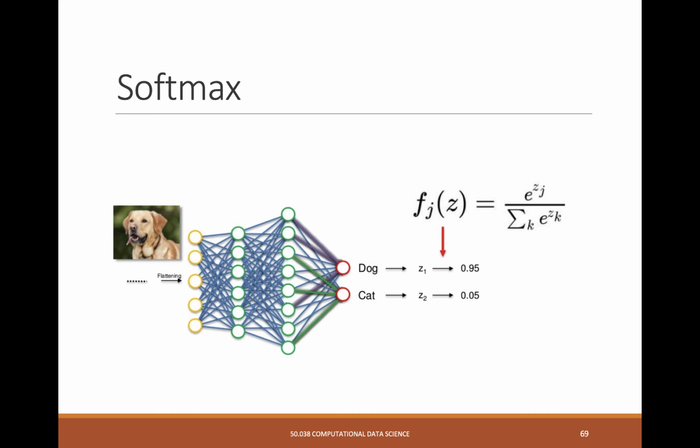So here's an example, softmax. In the lab, we'll do some image classification, dogs versus cats. And we use the softmax function here, which speaks for itself. And we get probabilities for each of the classes.